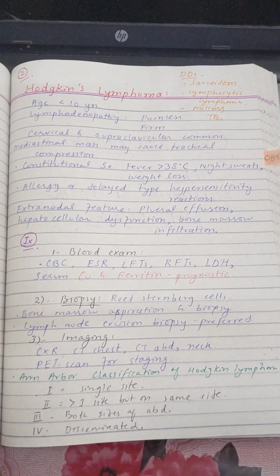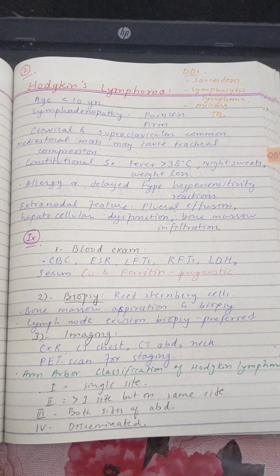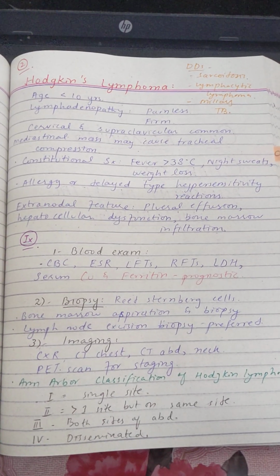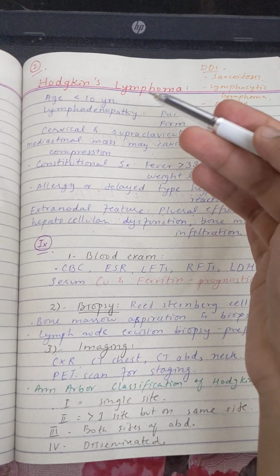Okay, so let's take a look at our last topic of pediatrics, that is Hodgkin's lymphoma. So how will a child present with Hodgkin's lymphoma? The child will be mostly of age less than 10 years.